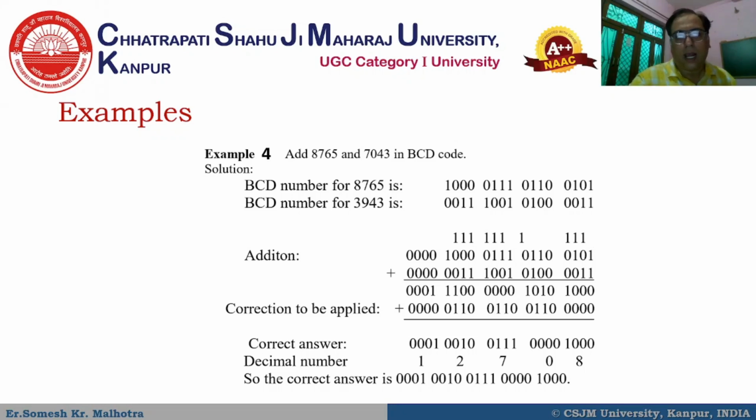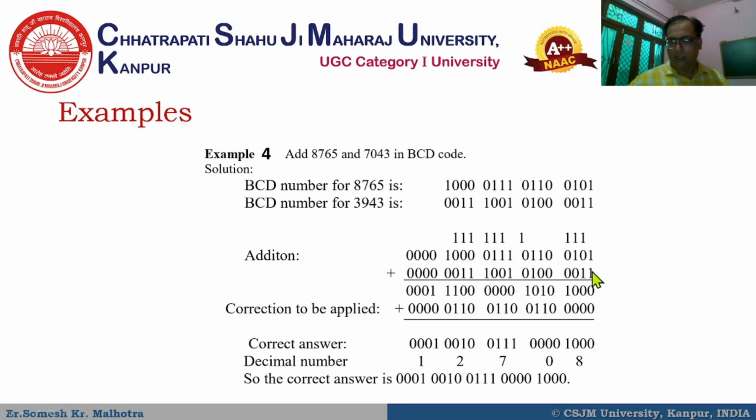Now, add 8765 and 3943 in BCD code. The BCD number for 8765 is: for 8 it is 1000, for 7 it is 0111, for 6 it is 0110, and 5 is 0101. For 3943 it is 0011, 9 is 1001, 4 is 0100, and 3 is 0011. Now simply I am adding the numbers.